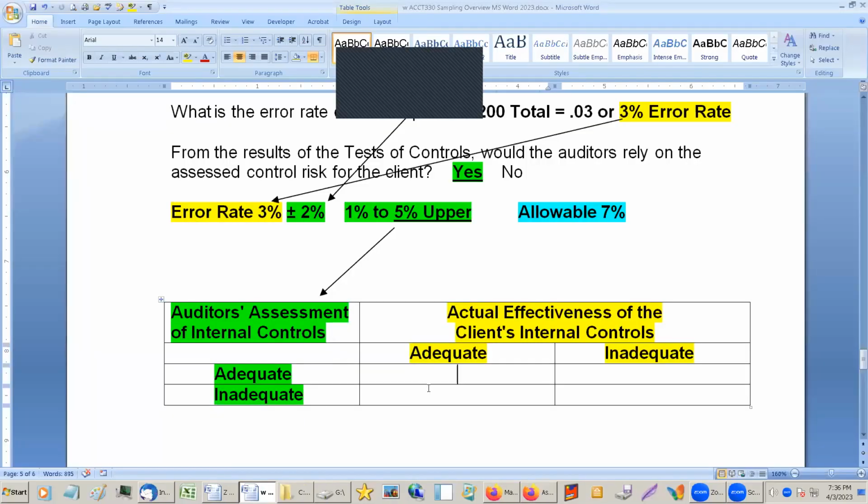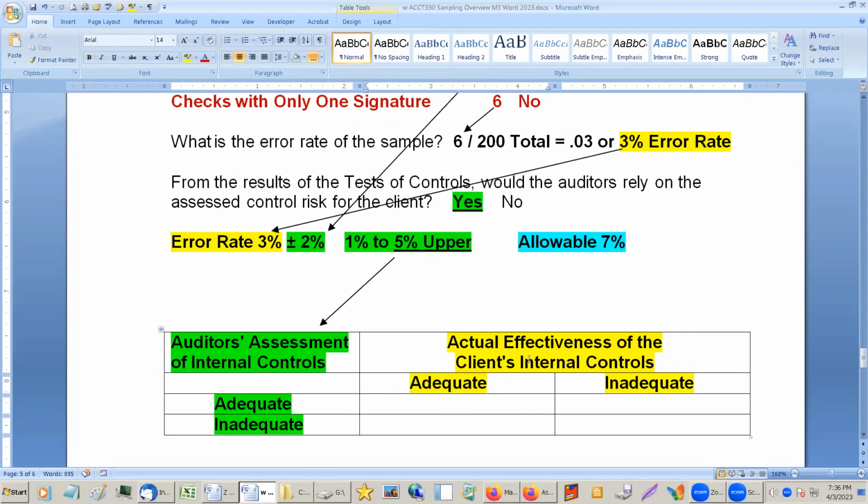All right, now, if the auditors come up with the conclusion that the controls are adequate, and the actual controls really are adequate. So the auditors think they're adequate. The actual controls, if you took a 100% sample, would show that they are adequate. This means you came up with the correct conclusion, your sample reflected the population as a whole. And same thing for inadequate. If you said, okay, these controls are not working like they should, and they are inadequate, and if the controls are actually inadequate, again, you came up with the correct conclusion, the sample reflects the population as a whole.